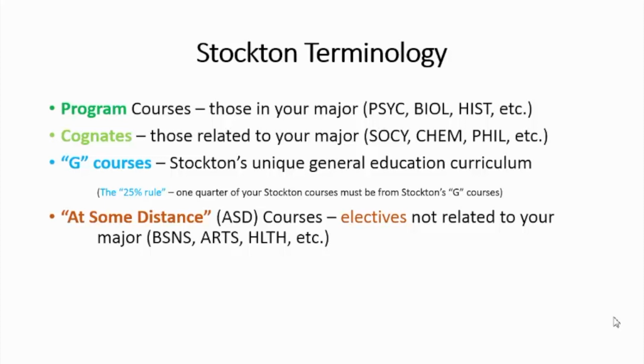If you're a biology major, chemistry, physics, math are all courses that are related to that major, so they're considered cognates. Or in history, philosophy and literature courses, language courses are in the areas that would be considered cognates for a history major. The one thing that does become confusing frequently is our language of using G courses, and those are courses that make up our unique, distinctive general education curriculum.